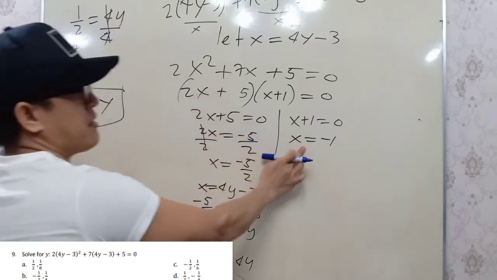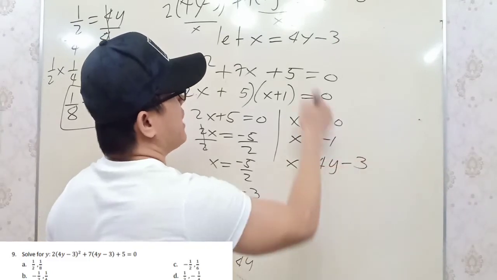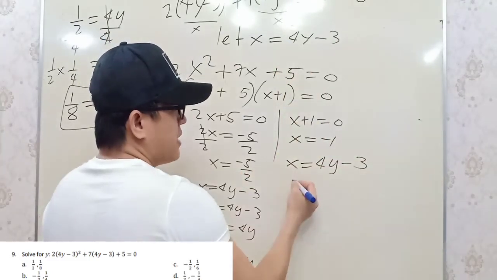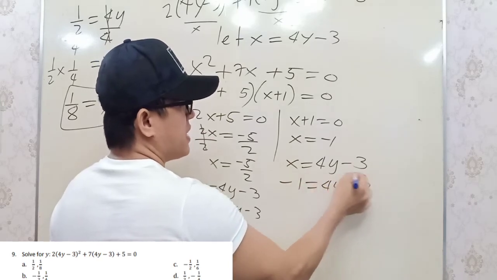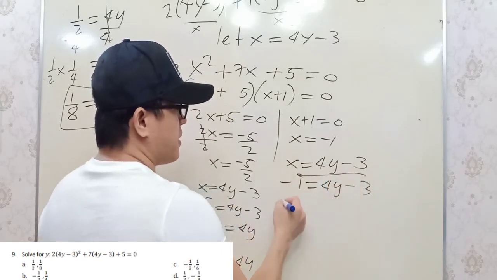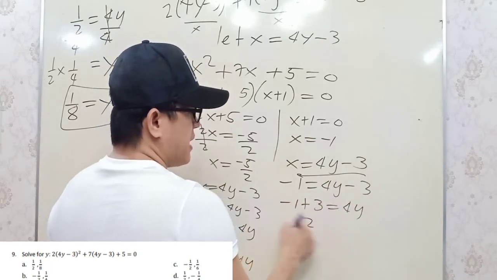The other side, kasi may isang value pa tayo ng x. x is equal to 4y minus 3 ulit. Dito sa ulit natin. So, x is equal to negative 1 is equal to 4y minus 3. Change that in the other side. That becomes positive. So, negative 1 plus 3 is equal to 4y.